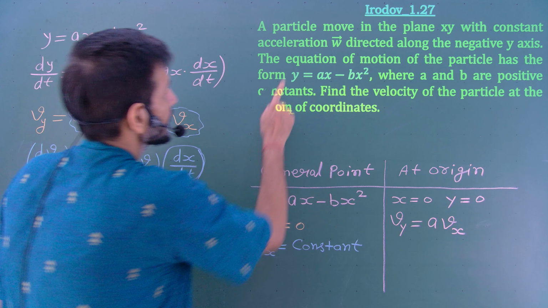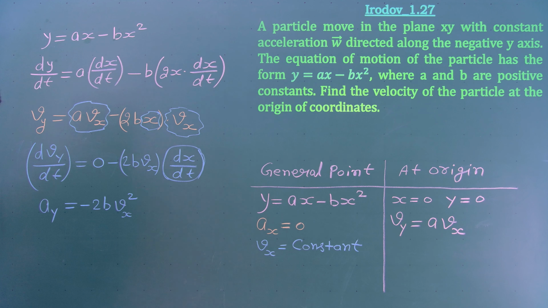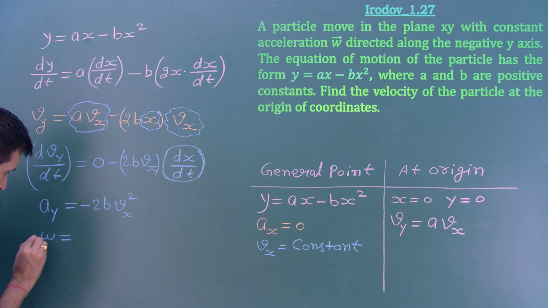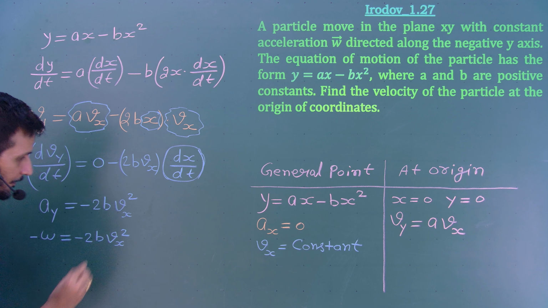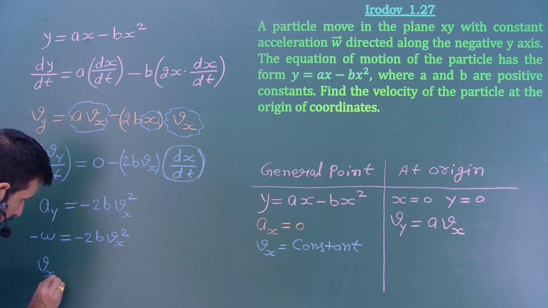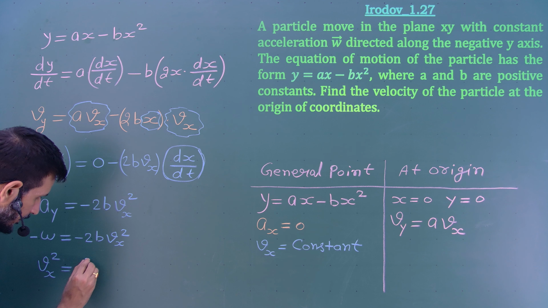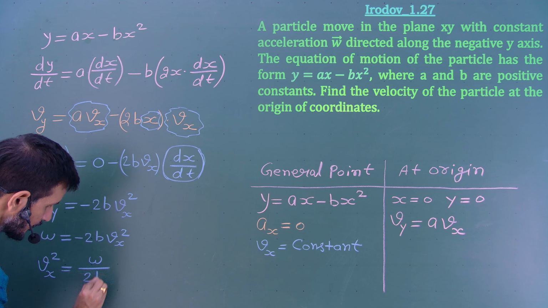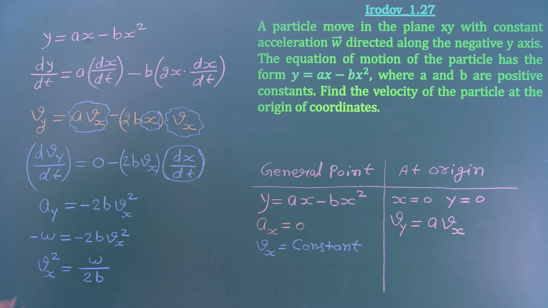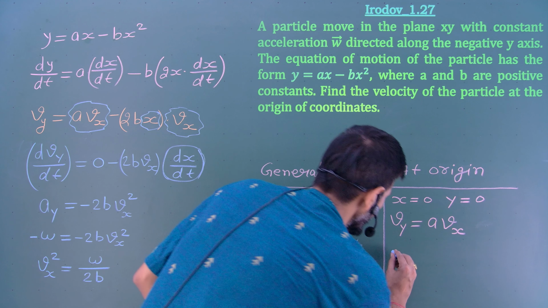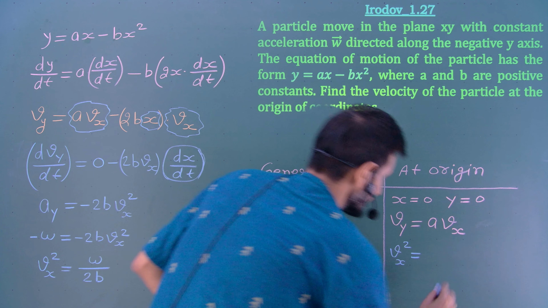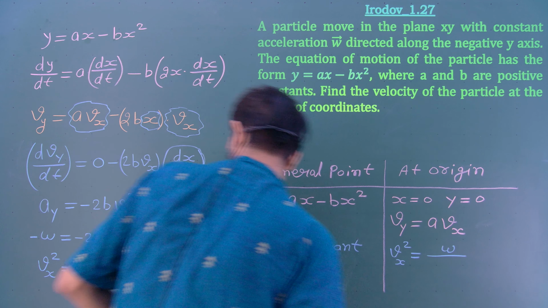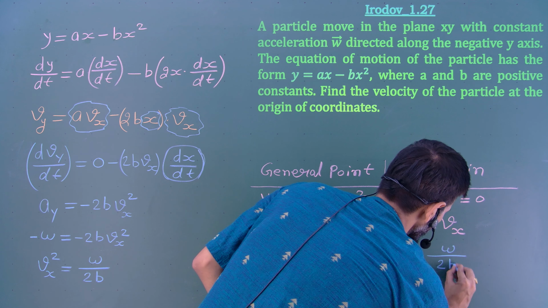And in the question it is given that the acceleration is w. So minus w equal to minus 2b Vx square. It means that Vx square is w divided by 2b. So the velocity I get in x direction is always constant. So Vx square is equal to w divided by 2b.